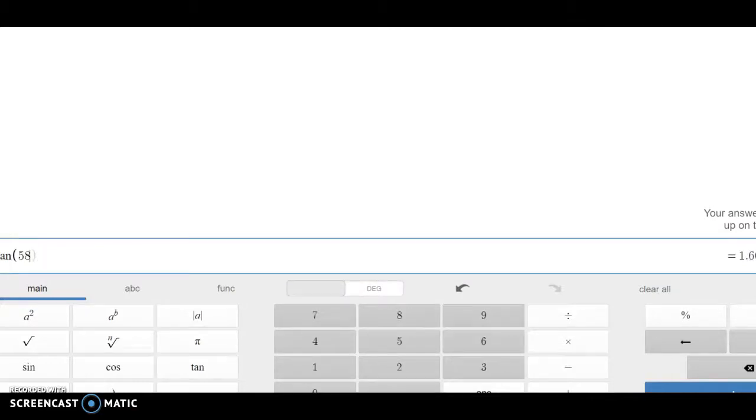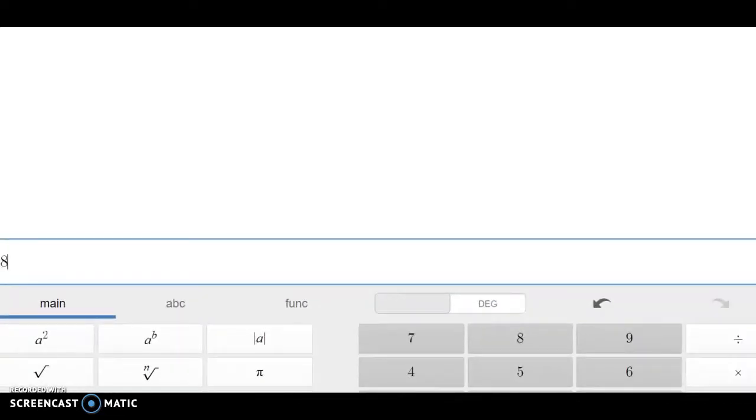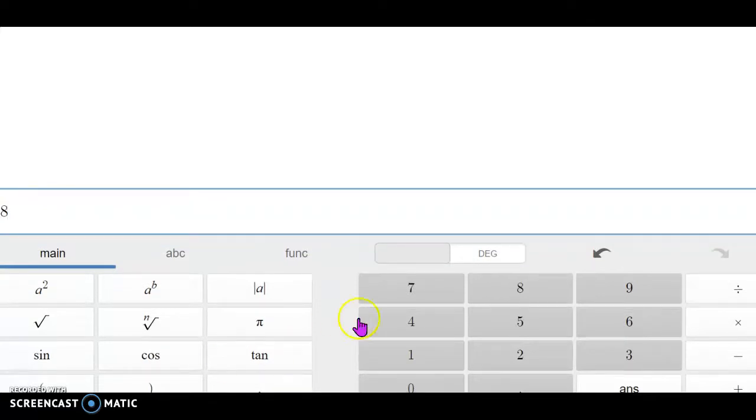I can clear it, but I'm just going to back it up. I'm going to go 8 times, and then I'm going to hit the times button over here. 8 times tangent 38.